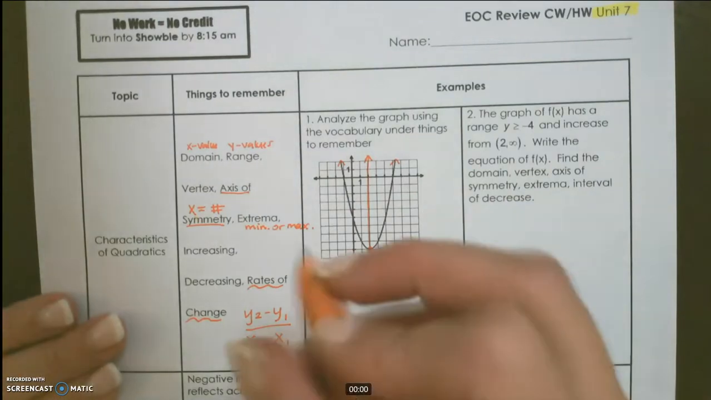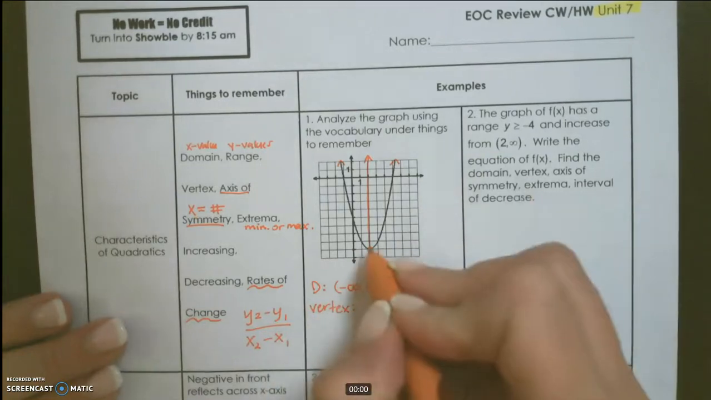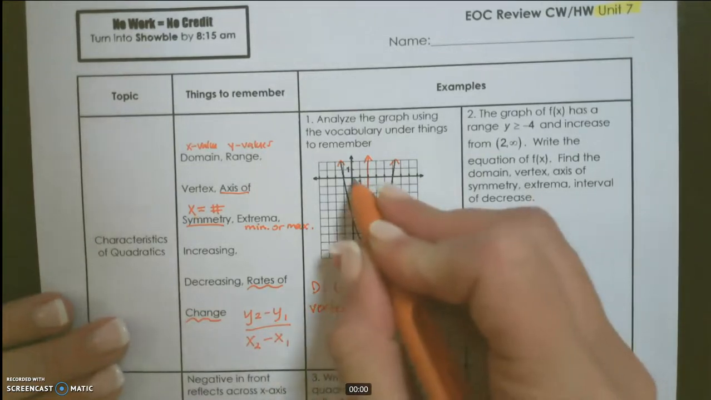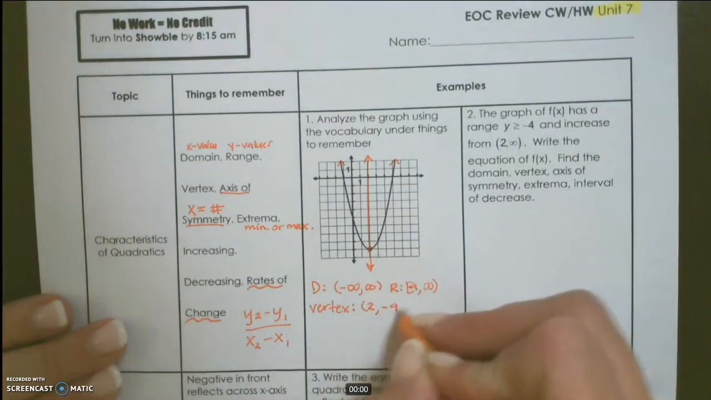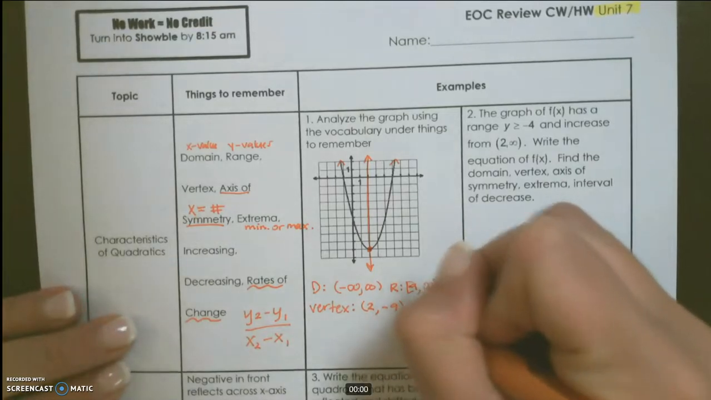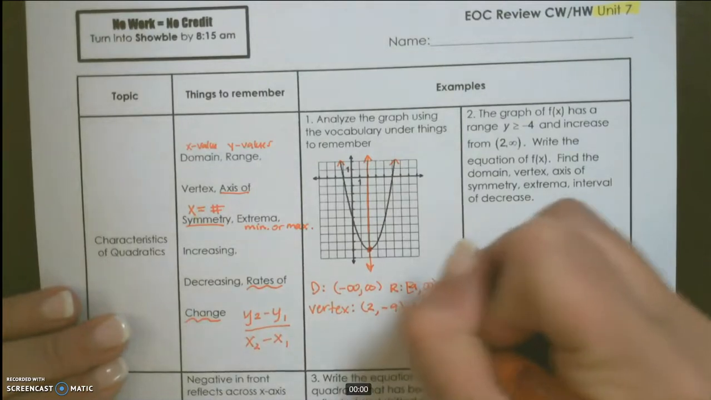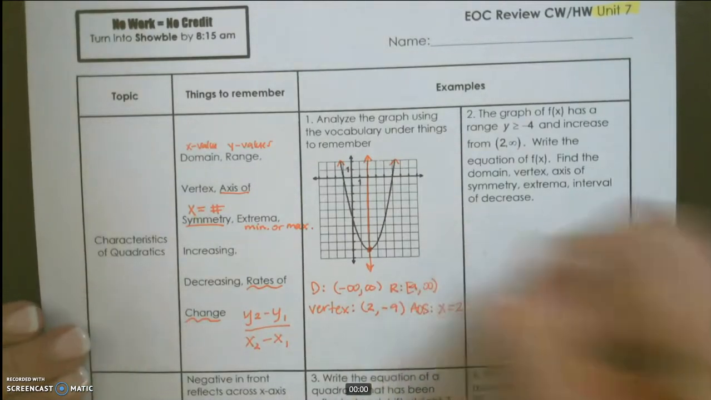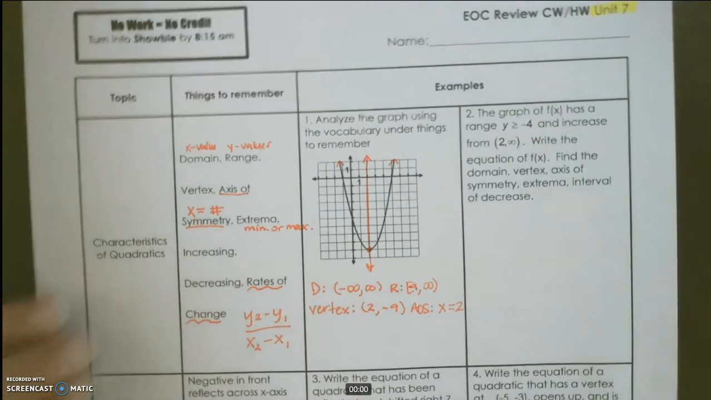Now we can talk about the location of the vertex. The vertex is at this location right here, which is over 2, down 9. So 2 comma negative 9 is the vertex. The axis of symmetry is always going to go through the vertex. So in this case, the axis of symmetry is x equals 2. Notice that is the x value of the vertex.